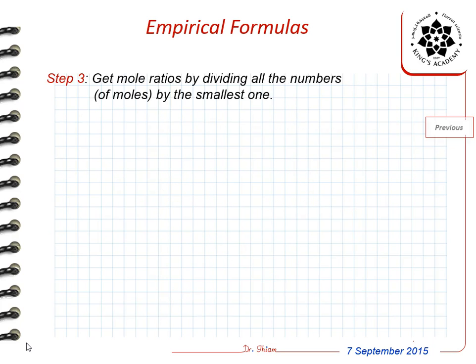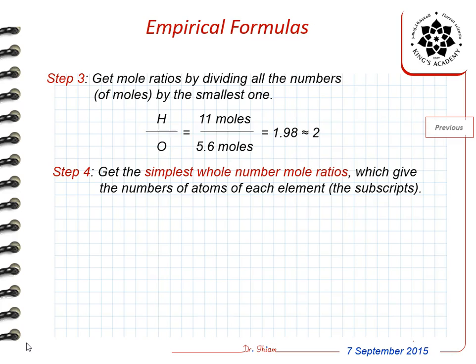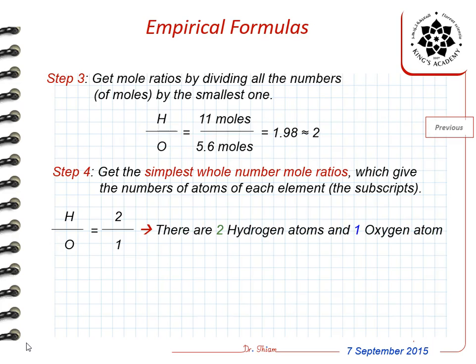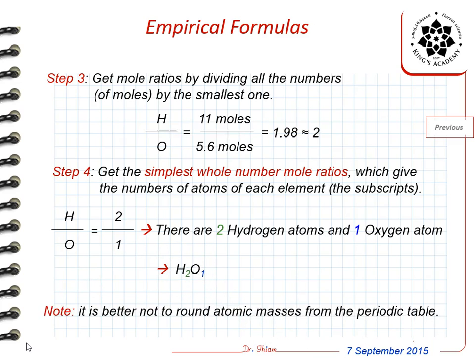Step 3. We need to get the mole ratios, and we do that by dividing the larger number of moles by the smaller one. In this case, hydrogen has a higher number of moles because it's 11, remember from the last slide, and oxygen was 5.6. So we go 11 divided by 5.6, and we get about 2. Now, I'm sure you see where we're going with this. Since the ratio of hydrogen to oxygen is 2, that means for every 2 hydrogens, there is 1 oxygen atom. And ta-da, we have the formula of water, which is H2O.